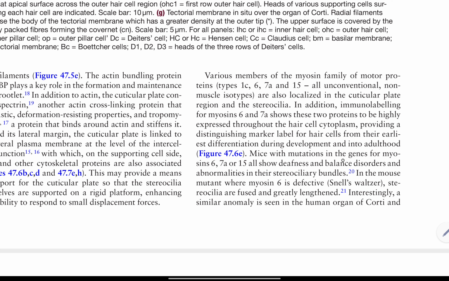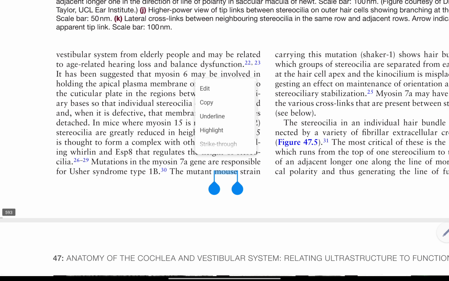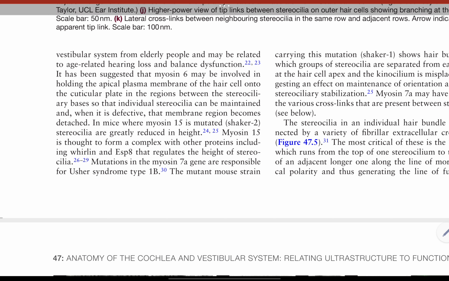Mice with mutations in the genes for myosin 6, 7A, or 15 all show deafness and balance disorders and abnormalities in their stereociliary bundles. In the mouse mutant where myosin 6 is defective, Snell's waltzer, stereocilia are fused and greatly lengthened. Interestingly, a similar anomaly is seen in the human organ of Corti and vestibular system from elderly people and may be related to age related hearing loss and balance dysfunction.